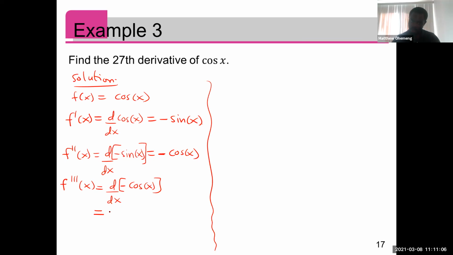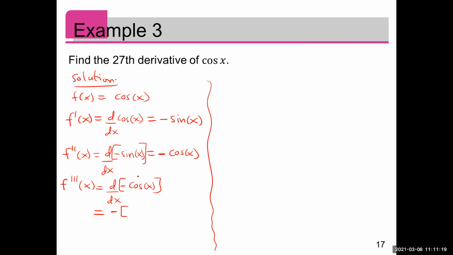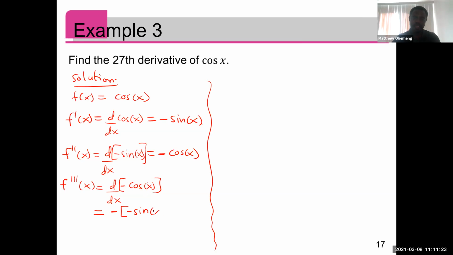In other words, you can just do the negative. What's the derivative of cosine? Anybody? Negative sine x. Perfect. Thank you, Jerry. So the derivative of cosine is negative sine, right? That means negative negative will be sine of x, so we have the third derivative being sine of x.